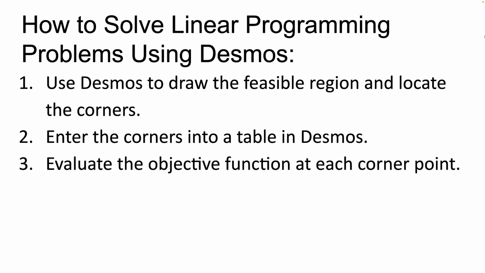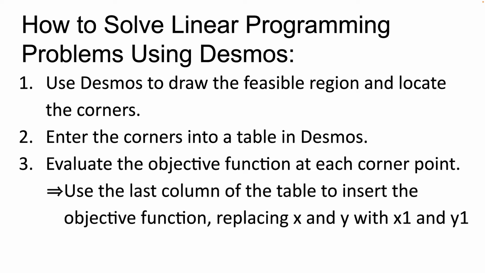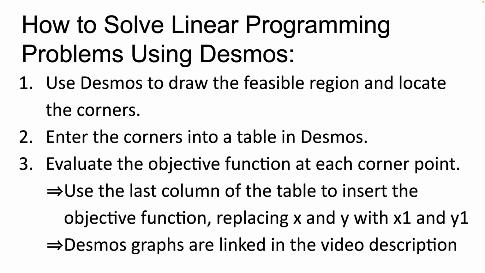Here are the steps on how to solve a linear programming problem using Desmos, and then we'll work our example together in Desmos. Start by using Desmos to draw the feasible region and locate the corners. Then enter the corners into a table in Desmos. Then evaluate the objective function at each corner point. To do this, use the last column of the table to insert the objective function, but you'll need to replace x and y with x1 and y1. All of the Desmos graphs in this video are linked in the video description.